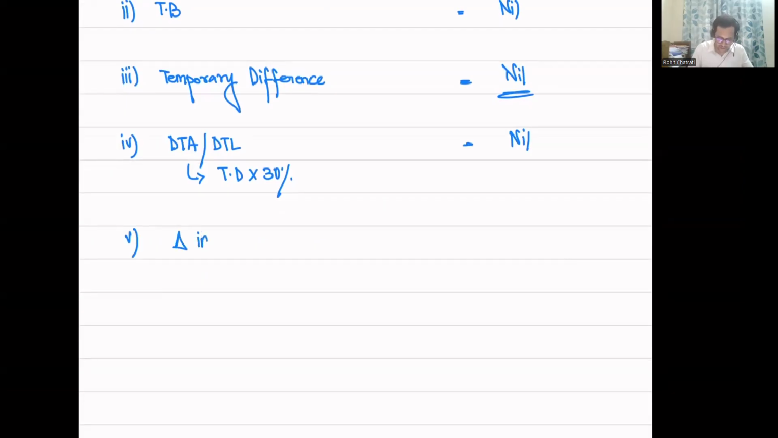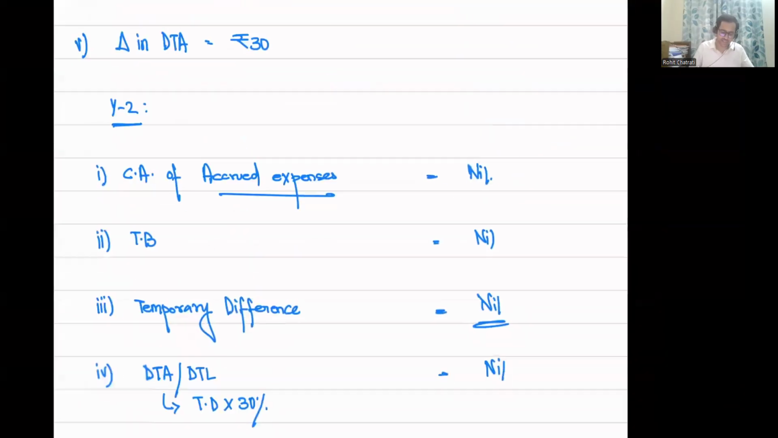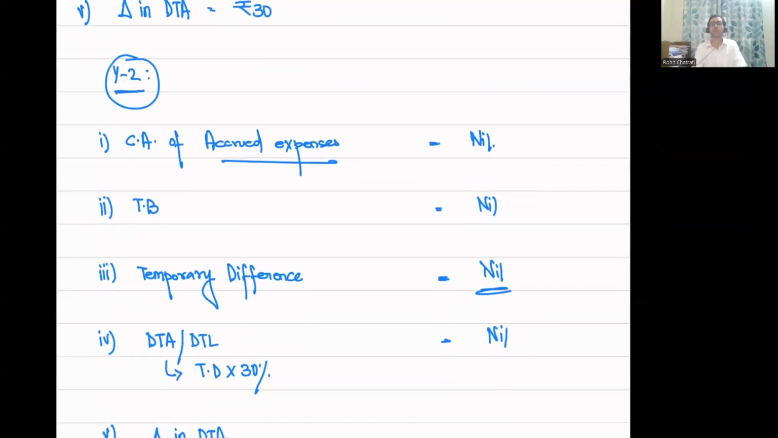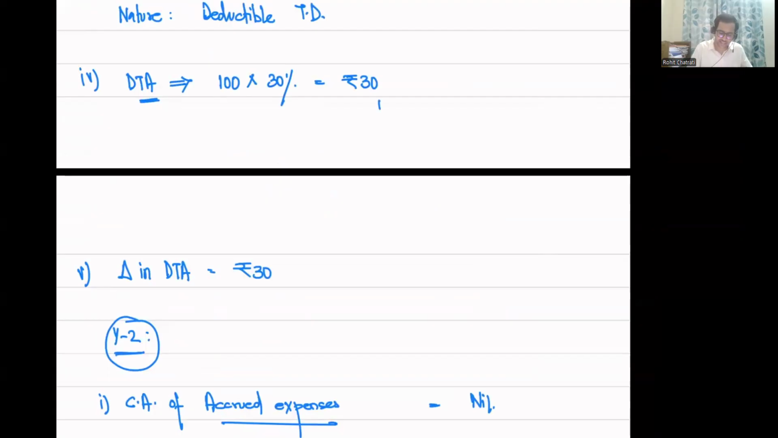Now I have the change in DTA. These calculations are being done at the end of year two. So at the end of year two, I should have a deferred tax asset equal to 0 in my books of accounts. But I already have a deferred tax asset of 30 rupees in my books because I recorded a deferred tax asset in year one, and that is going to get carried forward into year two. Asset balances get carried forward, because an asset is basically a balance sheet item. The balance keeps getting carried forward.